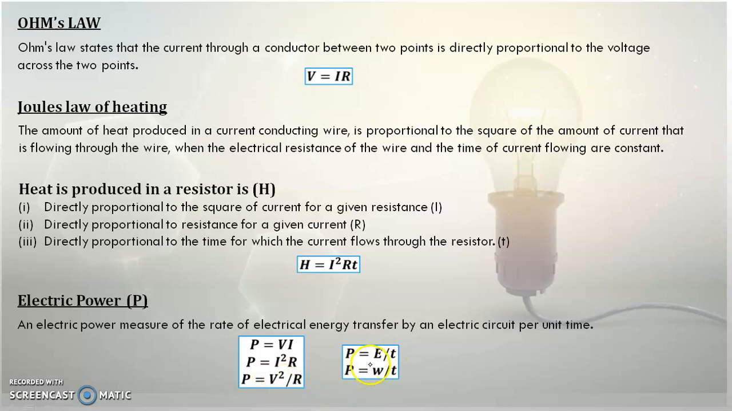And then we can have this also: P is equal to E by T. So energy used or consumed per unit time, and P is equal to W by T, the work done by the time. So we can use these equations to solve the problems, and these are very important that you should know.